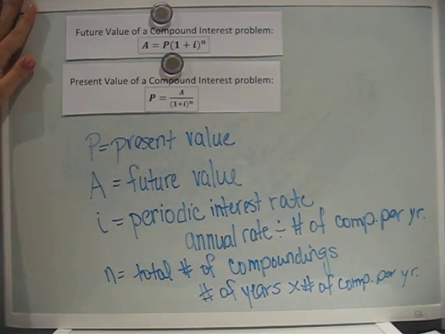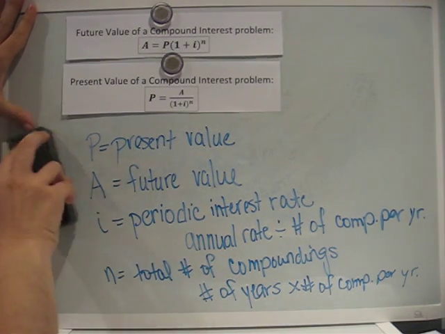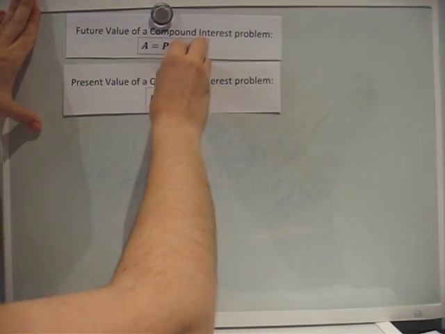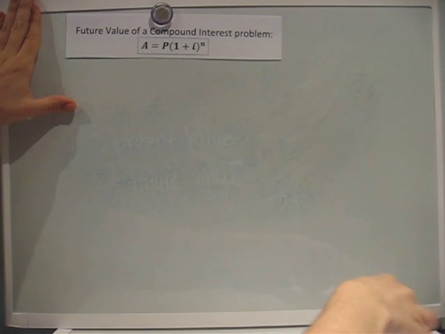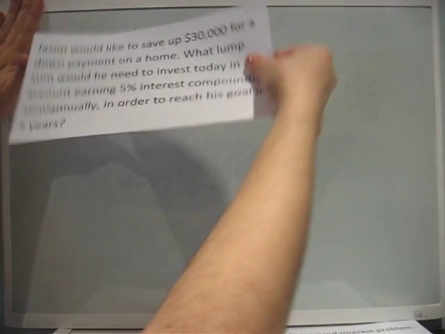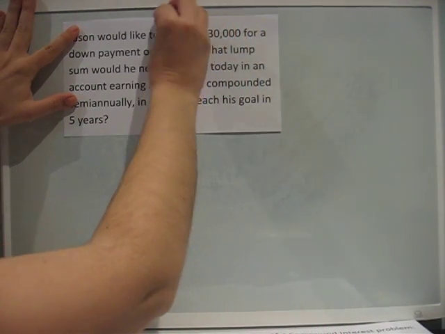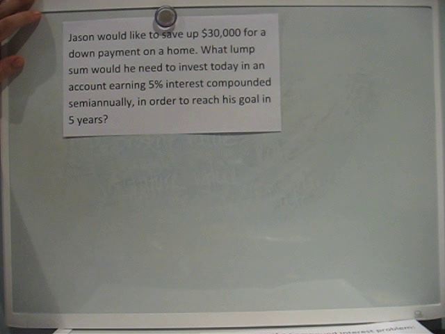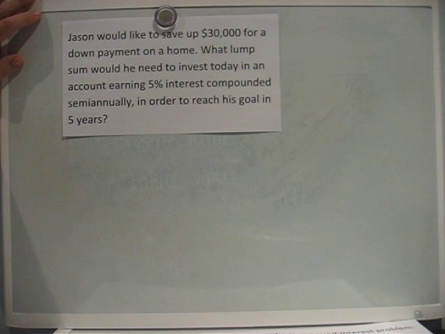So now that we know the general equation, we're going to use that and try an example. So look at this example. Jason would like to save up $30,000 for a down payment on a home. What lump sum would he need to invest today in an account earning 5% interest compounded semi-annually in order to reach his goal in 5 years?